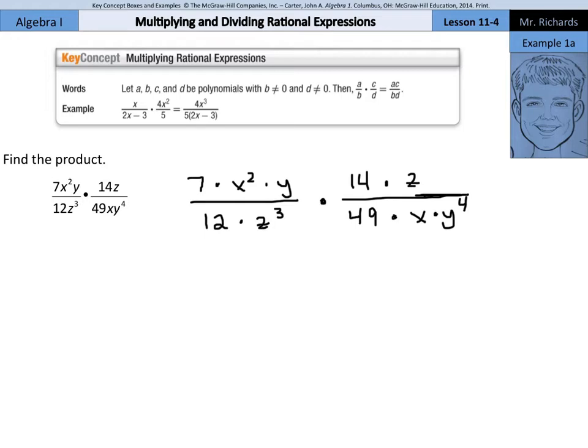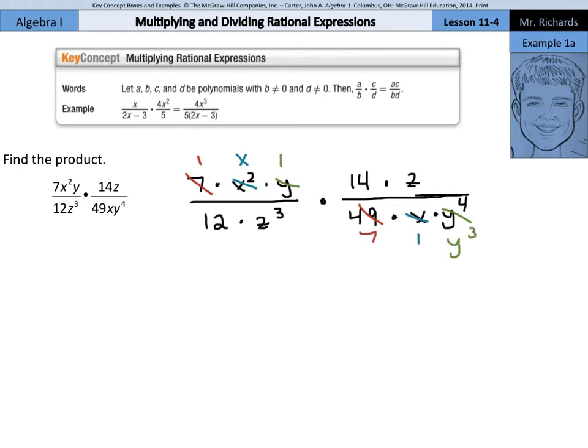If we first look at this 7 here, anything on the bottom we can simplify that with? Well, yeah, the 49. So if we divide the 7 by 7 and the 49 by 7, we're left with 1 and 7. What about the x squared? Well, we have an x down here, so we could divide this x squared by x and this x by x and left with x and 1. What about the y? Well, we could divide this y and this y by y, and we'd be left with 1 and y to the third.